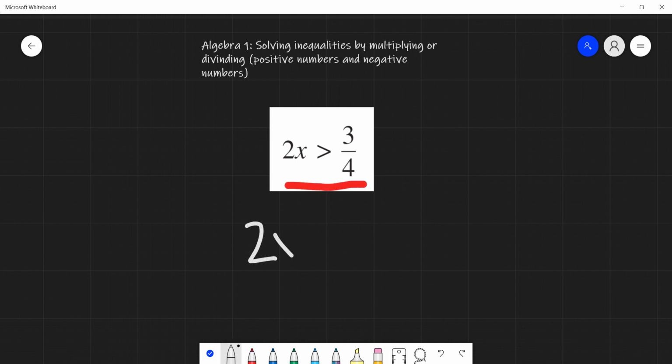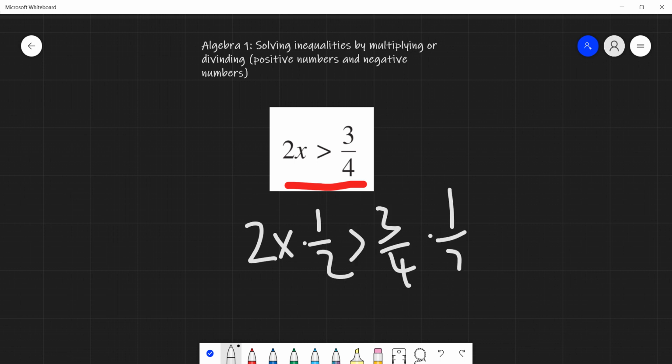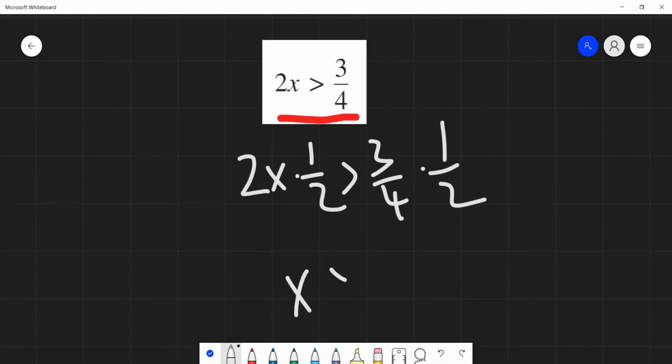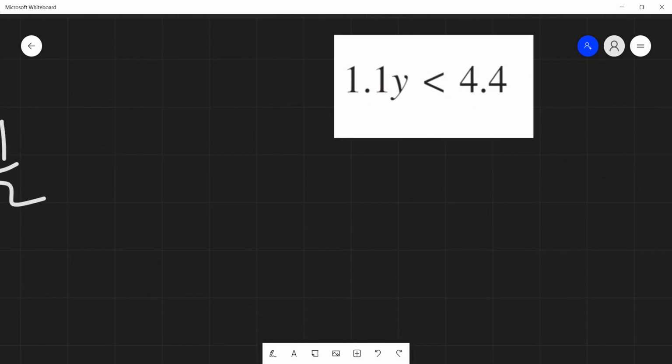Well, that's easy. You're just multiplying both sides by 1 over 2 because you're trying to have just x on one side. You're isolating x. So when I do that, I should get x is greater than 3 over 8. So any value for which x is greater than 3 over 8, that inequality stands true. Let's look at another problem.